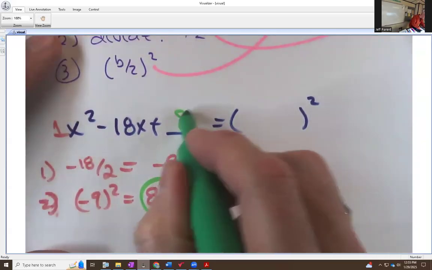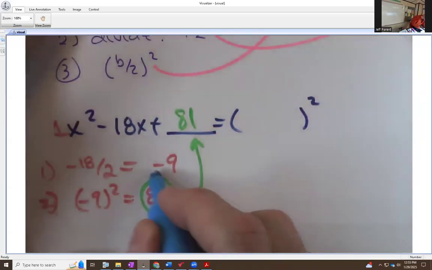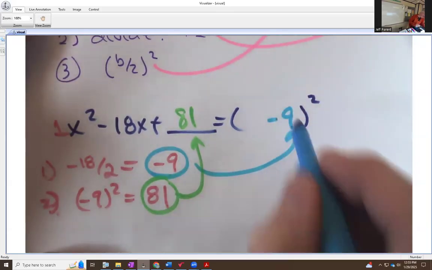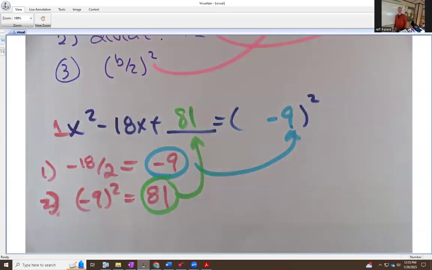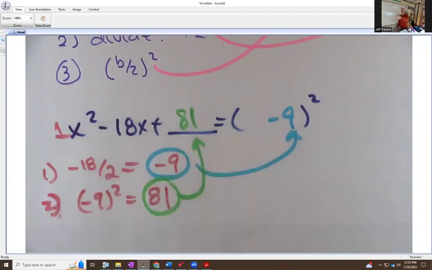These two numbers fit in, first of all, right here. You're going to get your 81. And secondly, this one is going to go here. But I hope you do more than just write negative 9. What's wrong with just negative 9? When you square negative 9, you're going to get the 81. You're not going to get the rest of this. So what am I missing? X. You're missing that X there.